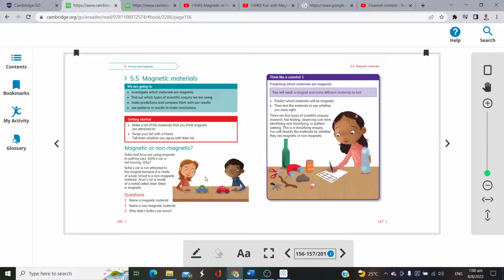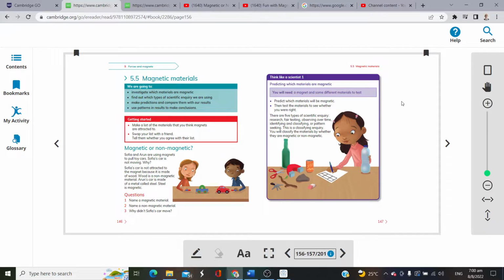Okay, so Sophia's car is not attracted to the magnet because it is made of wood, and wood is a non-magnetic material. How about Arun's? Arun's car is made of metal, a metal called steel. Steel is magnetic. So that is why Arun's car is moving towards the magnet, but Sophia's is not.